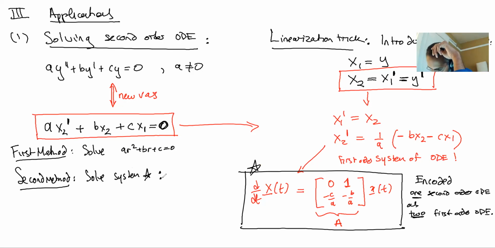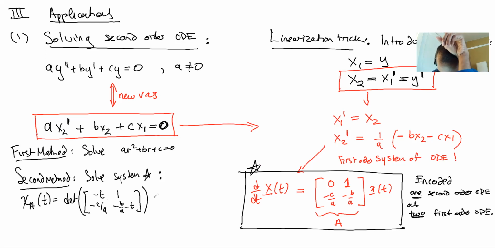But what happens when you try to solve that system? Well, let's compute the characteristic polynomial. This is the determinant of minus t, 1, minus c over a, minus b over a minus t. What is that? Well, that's t times b over a plus t, plus c over a, which is just 1 over a times a t squared plus b t plus c.